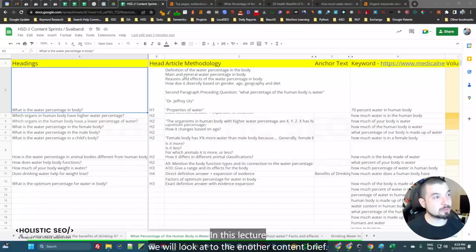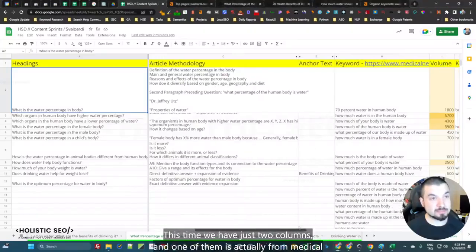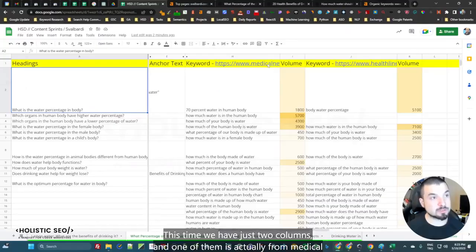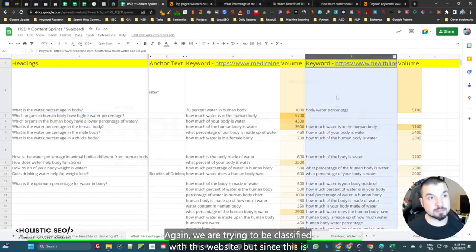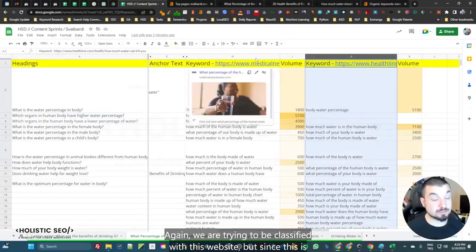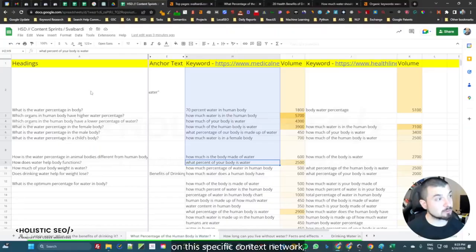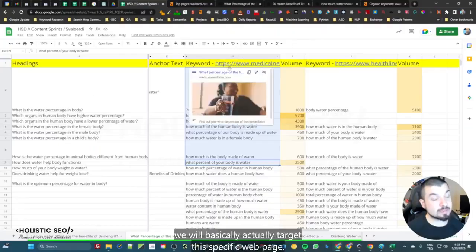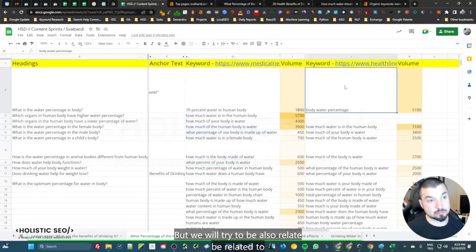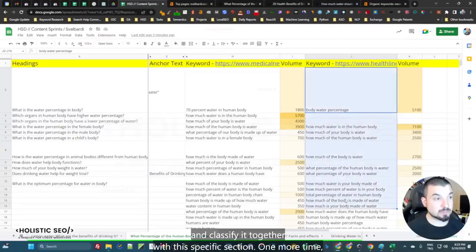In this lecture, we will look at another content brief and try to understand the methodology a little further. This time we have just two columns, one of them from Medical News Today, the other from Healthline. Again, we are trying to be classified with this website, but since this is one of the most comprehensive web pages according to query profiles on this specific context network, we will target this specific web page, but we will also try to be related to and classified together with this specific section.